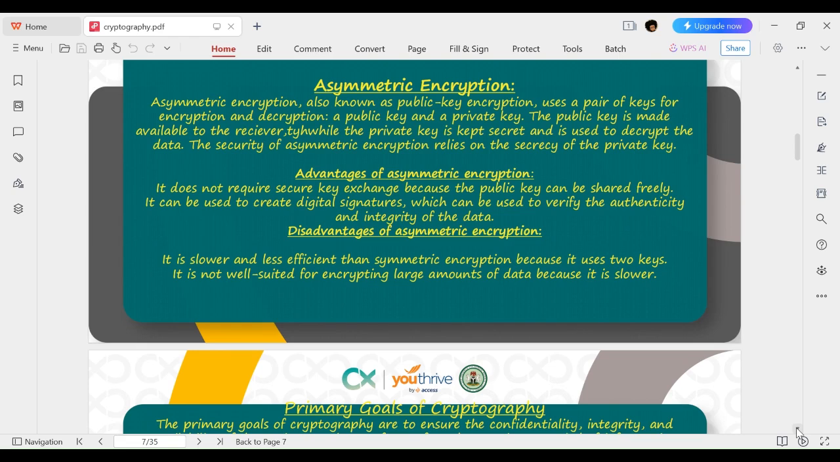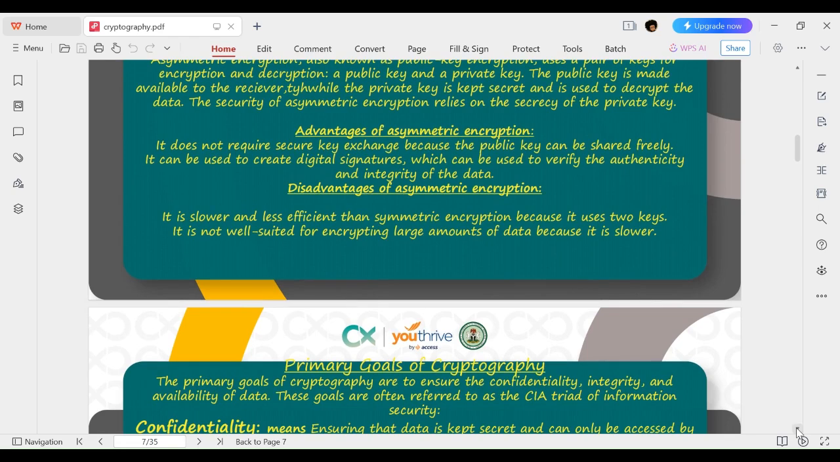What are the advantages of asymmetric encryption? It does not require secure key exchange because the public key can be shared freely. It can be used to create digital signatures, which can be used to verify the authenticity and integrity of the data. Okay, I carried out a practical on the second video, so you see how we used the public key and the private key to create a digital signature.